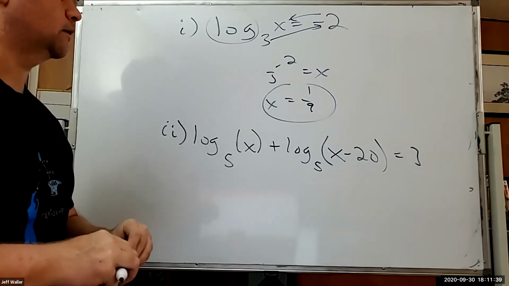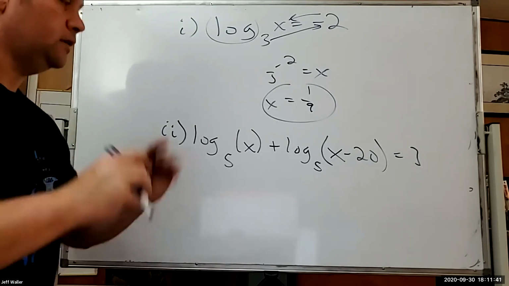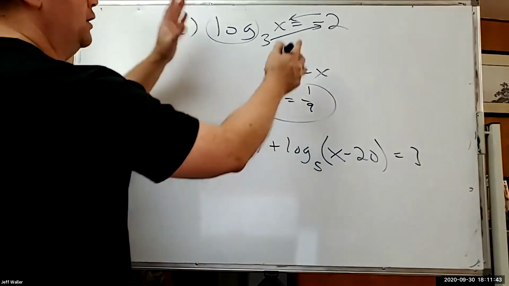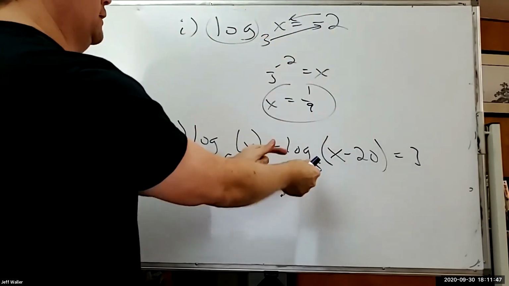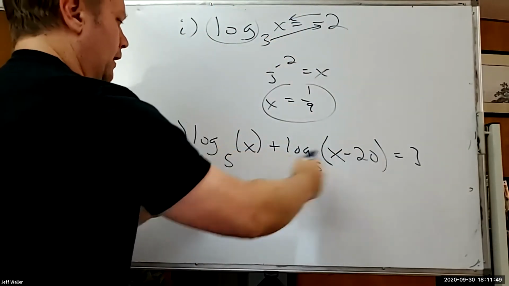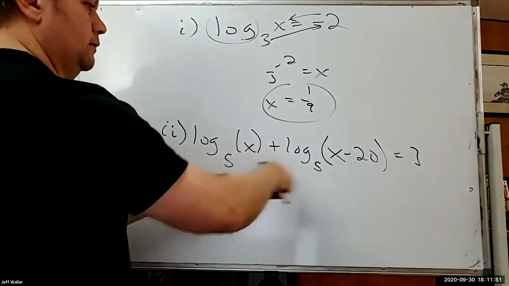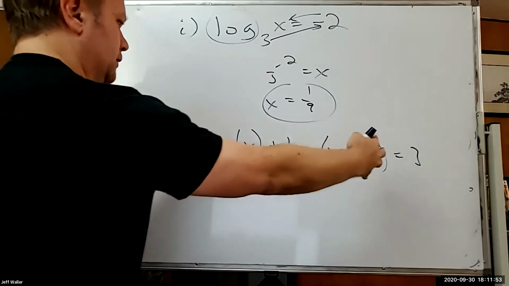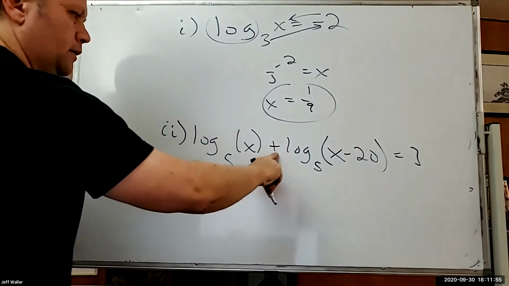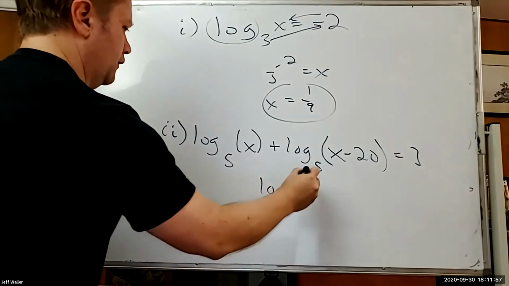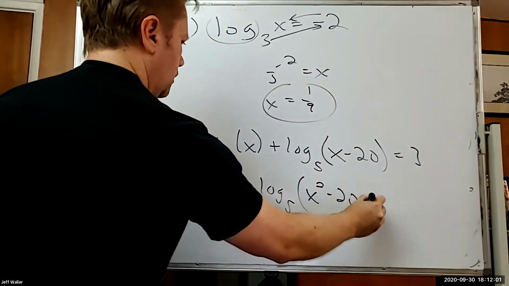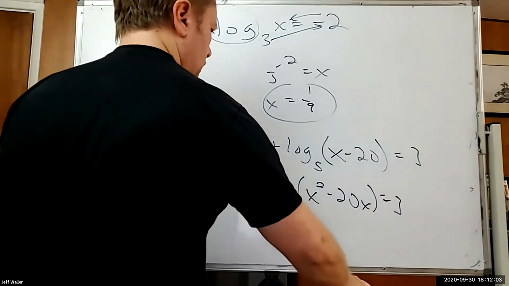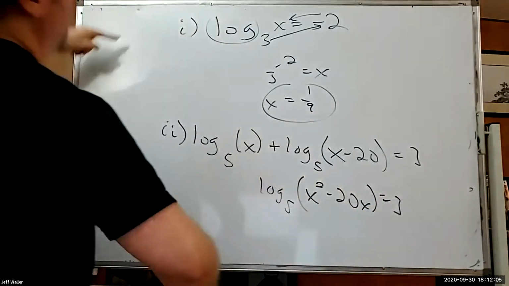Don't you multiply x and x minus 20? Yeah. So I know how to solve when I have a single log equals a number. That's relatively easy. Here I can't do this because there's too much happening. So I need to consolidate them, and of course I can. It's addition, so it'll be log base 5 of x times x minus 20.